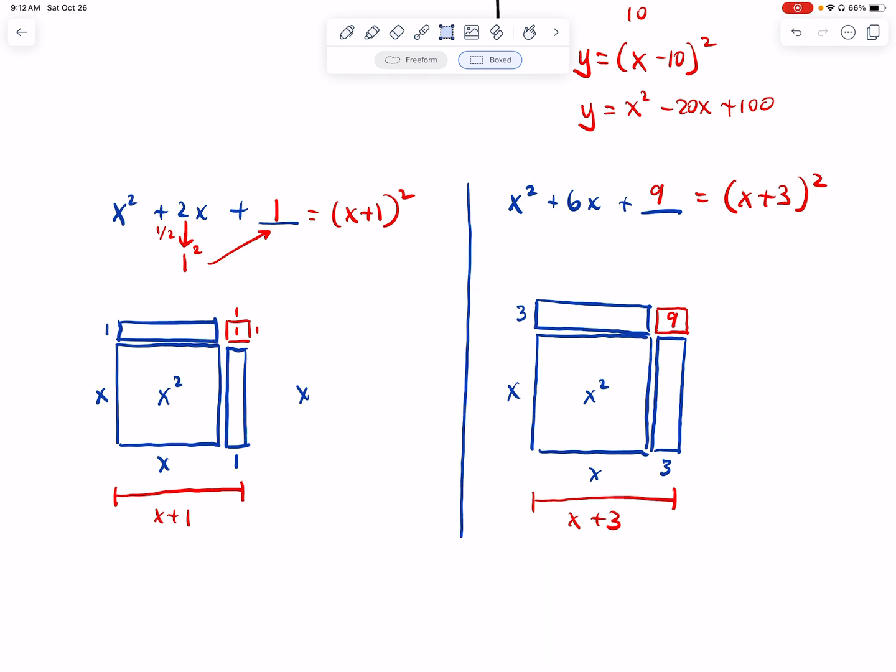Let's do that again over here on this one. Originally, I had a 6x rectangle, and to get each of these 2 rectangles that I split it into, I took half of this. So I take half of the 6, not the 6x, just the 6, and I get a 3. Now, to get the little square I had to add, I square that 3. And 9 is the number that completes the square.